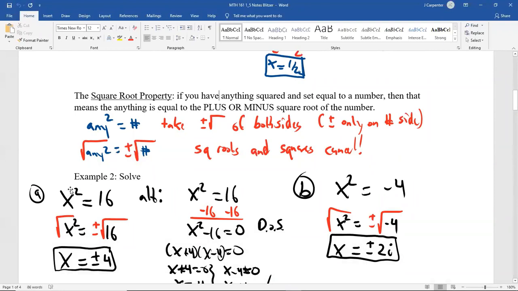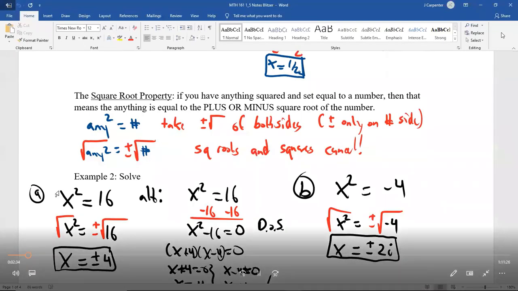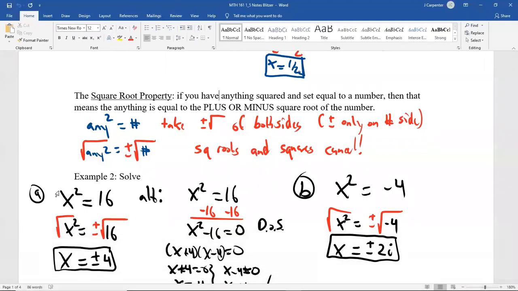Now, this is when we're dealing with even powers. If we're dealing with an odd power, there's no plus or minus. So if you had a cube equal to a number, you could take the cube root of both sides. If you had something to the fifth equal to a number, you can take a fifth root of both sides. Technically, there's more complexity in algebra to that than what I'm stating, but we don't need to get into that layer of detail. But it's when you have an even power that this plus or minus is necessary.